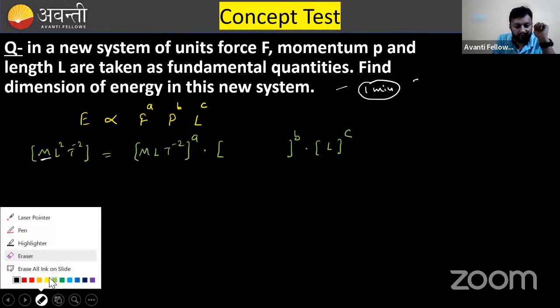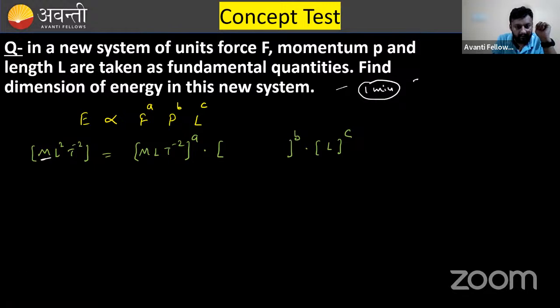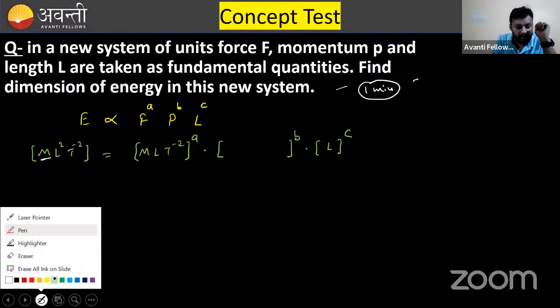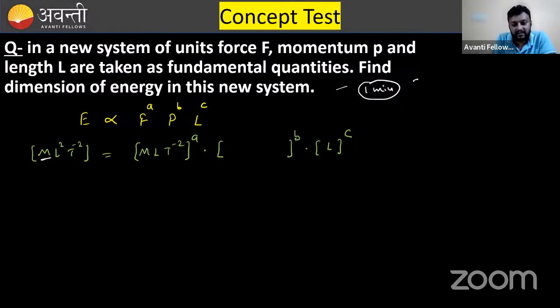What is the dimension of momentum? Momentum is mass into velocity. Mass has a dimension M, velocity has a dimension LT minus 1. Is it clear? And L is the length. Okay. Clear everything? So now you can write, actually it should be written in small p. That's my fault.